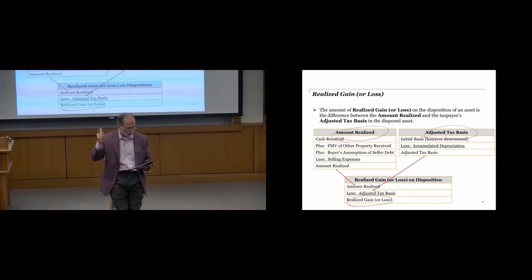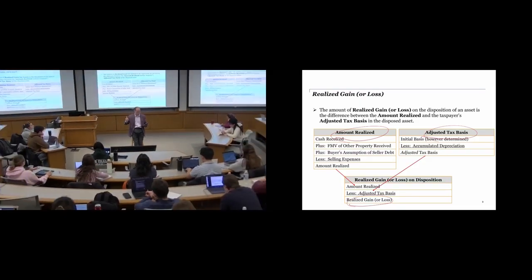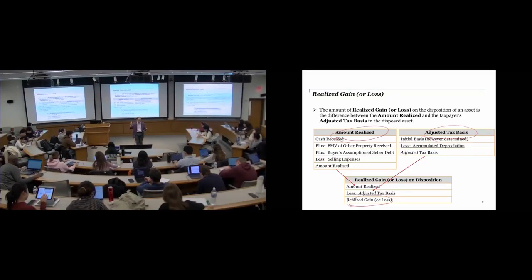Amount realized: cash received, fair market value, liability assumption, less selling expenses. Adjusted tax basis: initial basis, however I determine it, less accumulated depreciation. I subtract that from amount realized, and that is my realized gain or loss. Doesn't mean I'm paying tax on that. That's my economic transaction because I affirmatively did something with the property. Right?